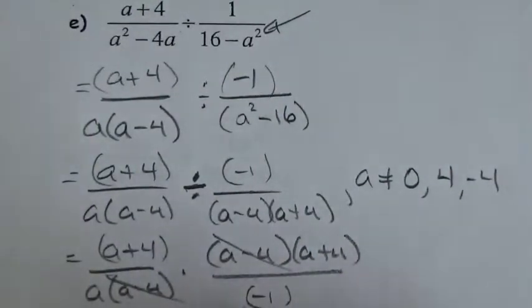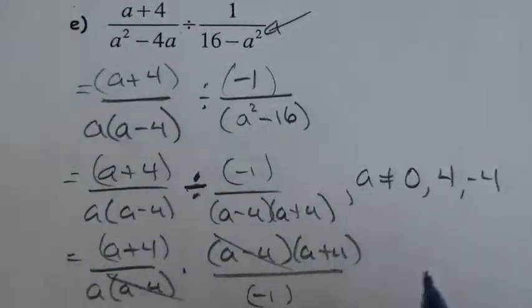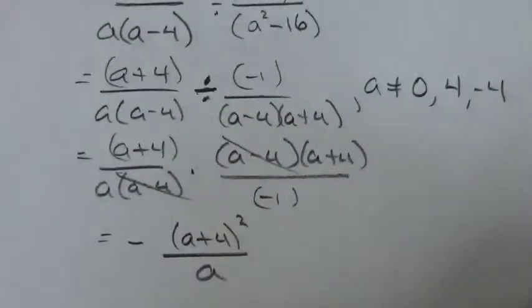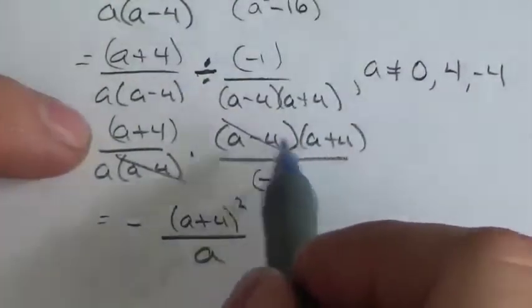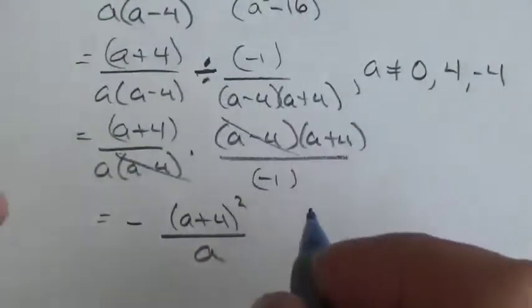So what I'm left with here is this negative a plus 4 squared in the numerator and an a in the denominator. I'm sorry, you can't see that. A plus 4 squared in the numerator and then just that a in the denominator. And that negative makes the whole thing negative.